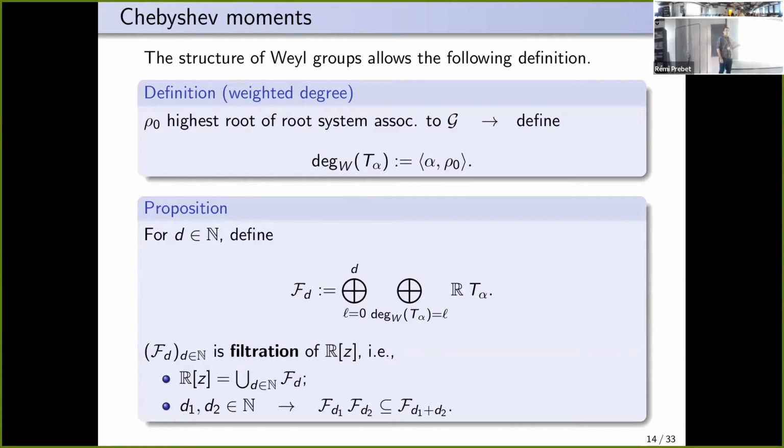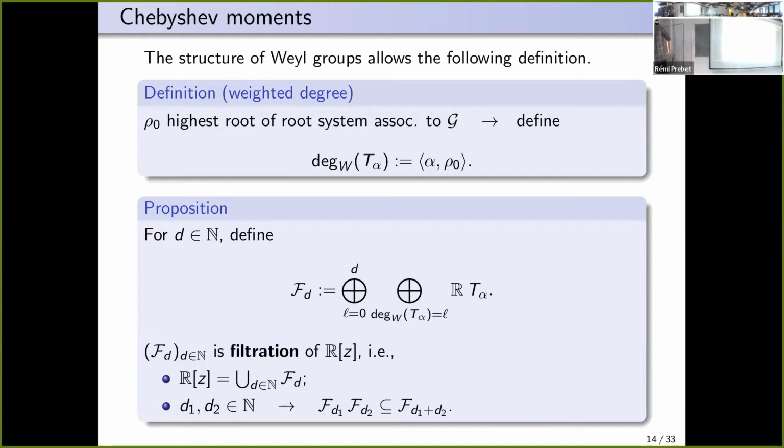So we want to ensure that our moment matrix only contains the proper degree monomials. And we define this vector space right here, which is spanned by all Chebyshev polynomials up to weighted degree at most d. And then you can show that these spaces form a filtration. So that means their union is the polynomials, and if you multiply two of them, you end up in what is given by the sum, essentially.